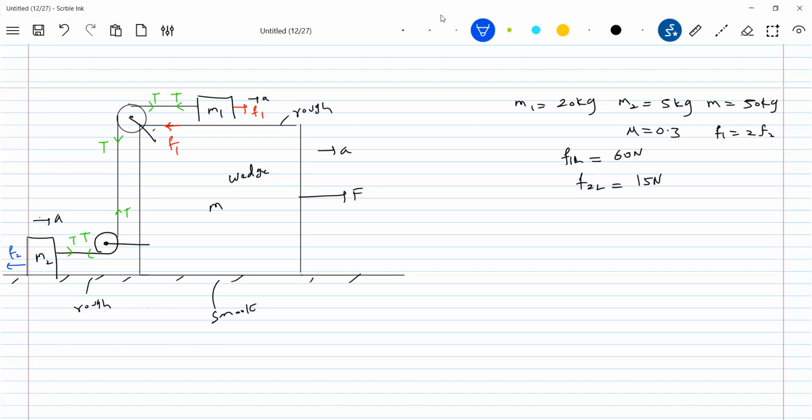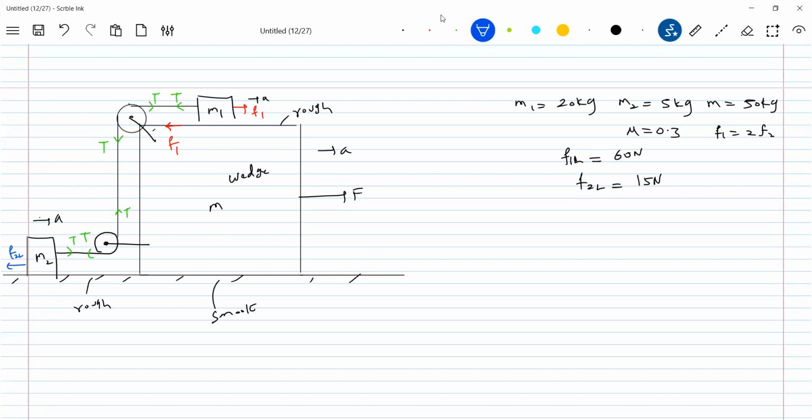Now, shall we directly take a situation here? This should be F2L only, because if it moves, it should be limiting only. Whereas here there is a possibility of static friction. Will you agree? I'm just making the problem very simple. Because if the block M2 moves, it should be limiting friction. Whereas block M1, what happens? Static friction can act there.